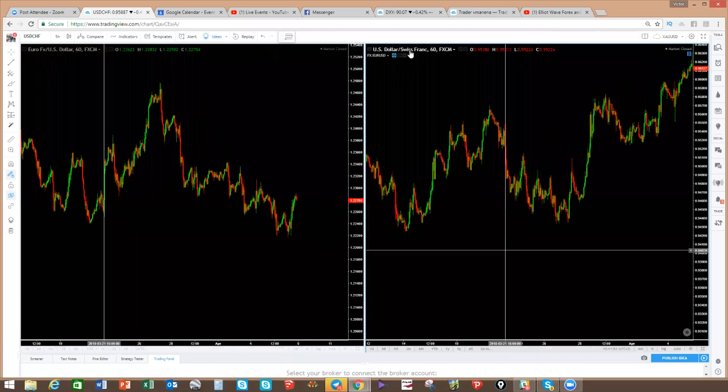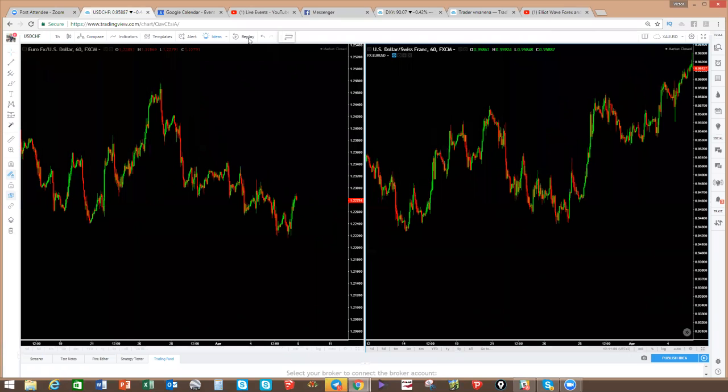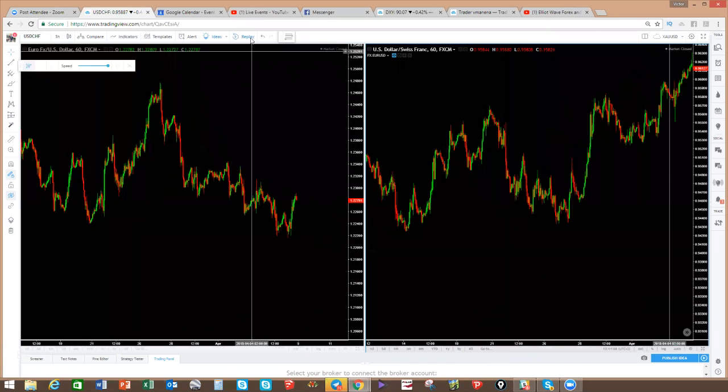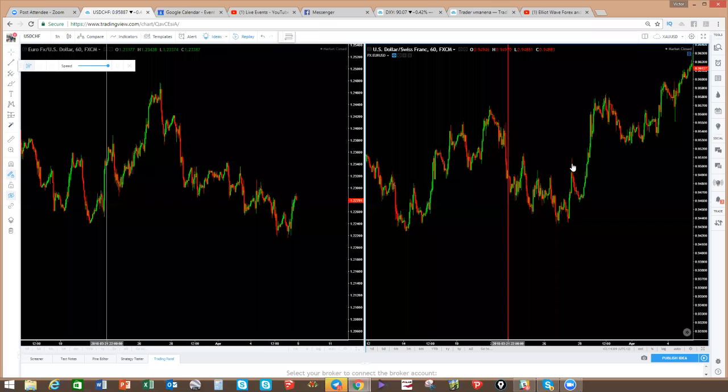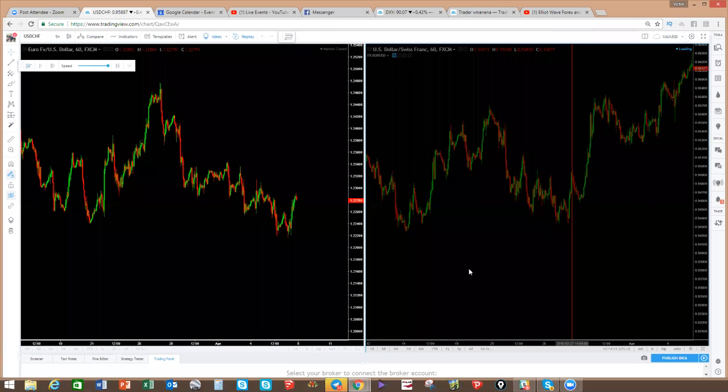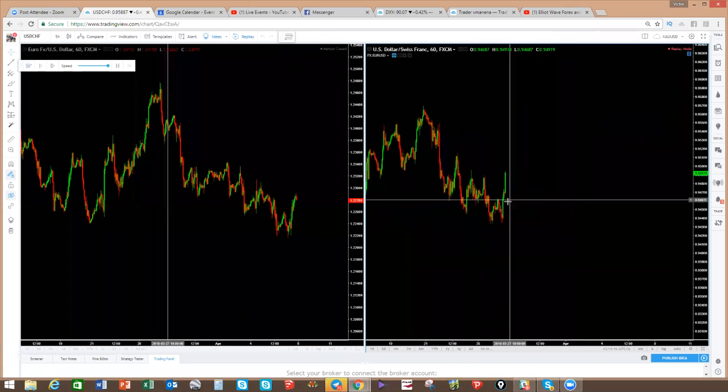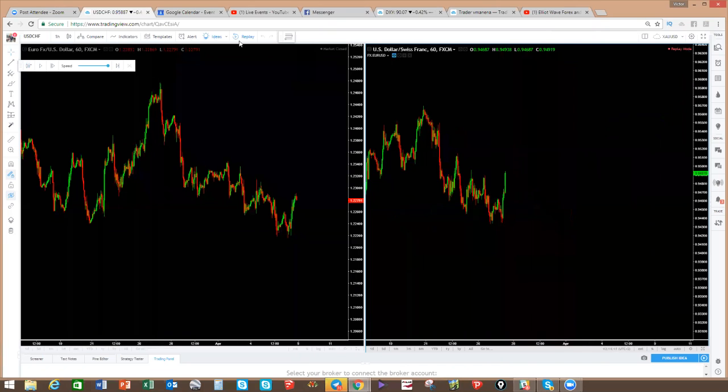Okay, so I'm going to cut this one here, right here. Actually, I should cut it. I want to cut it here.